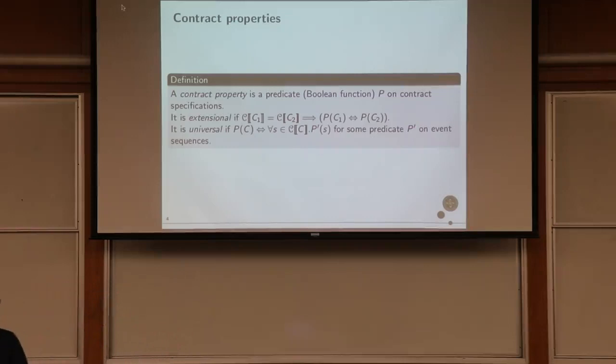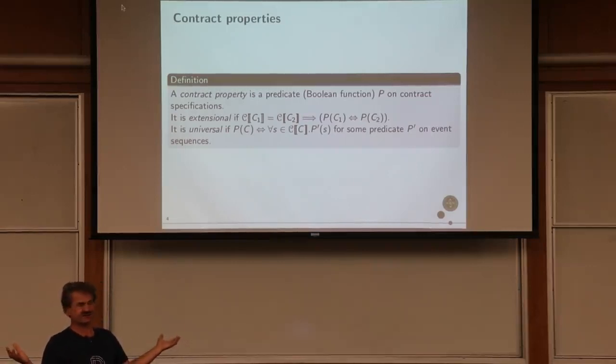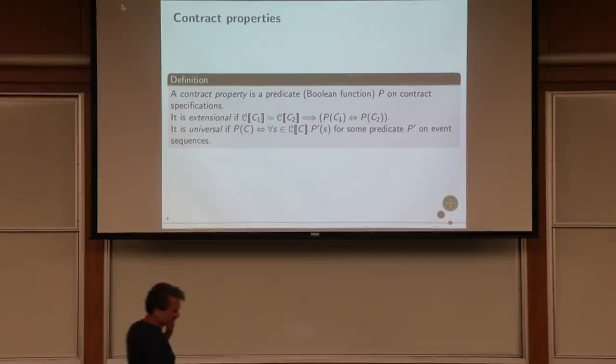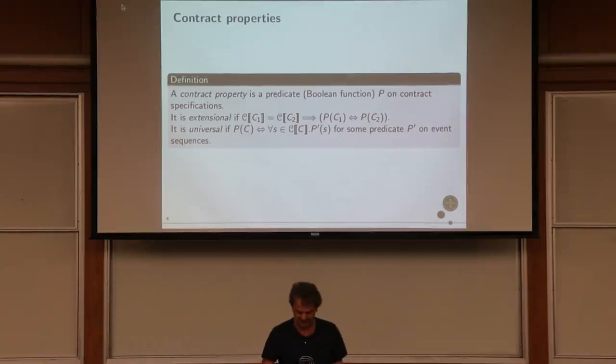You could also ask questions like, how long is this contract specification? I mean, how many characters does it have? That's clearly not an extensional property. But we're most interested, of course, in the extensional ones. A universal one is not so important, but it just means that very often we're interested in a safety property, a property that says we want something to hold for all sequences that are denoted by our contract. You could also ask, does there exist a sequence at all? That's a reachability property. But universal is very often what we're interested in. We won't use it that much here, but that's presently what we're mostly interested in.